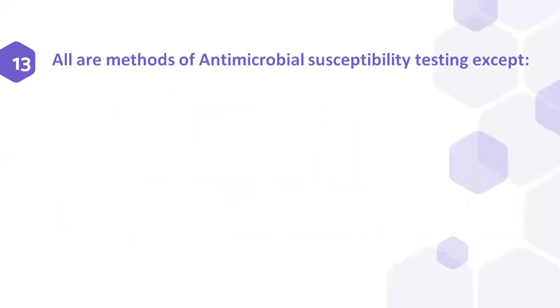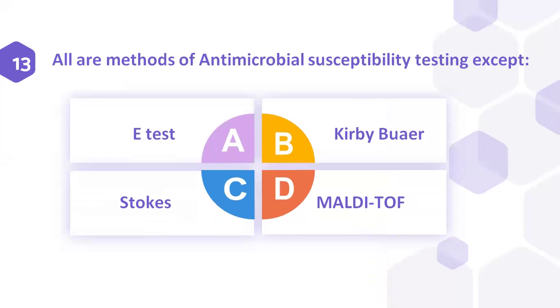Next question. All are methods of antimicrobial susceptibility testing except option A, E-test, that is epsilometer test. Option B, Kirby-Bauer disc diffusion method. Option C, Stokes disc diffusion method. And option D, MALDI-TOF. So here the right answer is option D. Epsilometer test, Kirby-Bauer disc diffusion method, and Stokes disc diffusion method, these three are antimicrobial susceptibility tests.